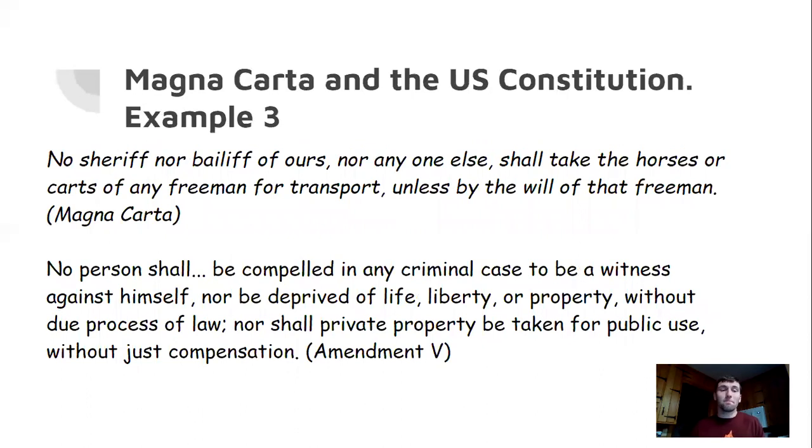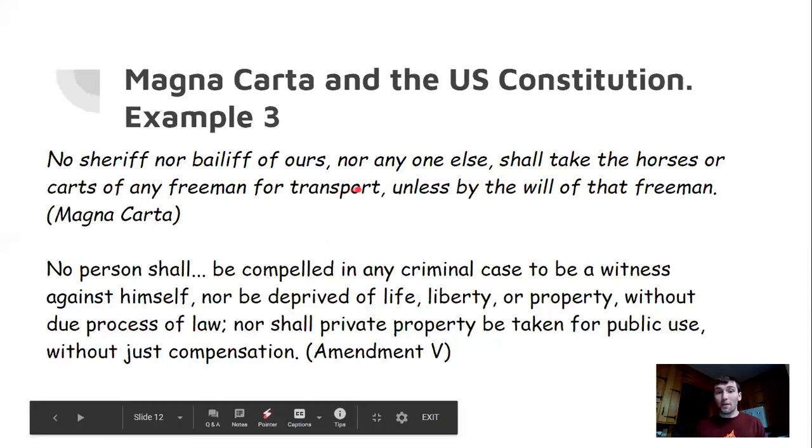In our third example, "No sheriff nor bailiff of ours, nor anyone else, shall take the horses or carts of any free man for transport, unless by the will of that free man." That's from the Magna Carta. The U.S. Constitution says, "No person shall be compelled in any criminal case to be a witness against himself, nor be deprived of life, liberty, or property without due process of law, nor shall private property be taken for public use without just compensation."